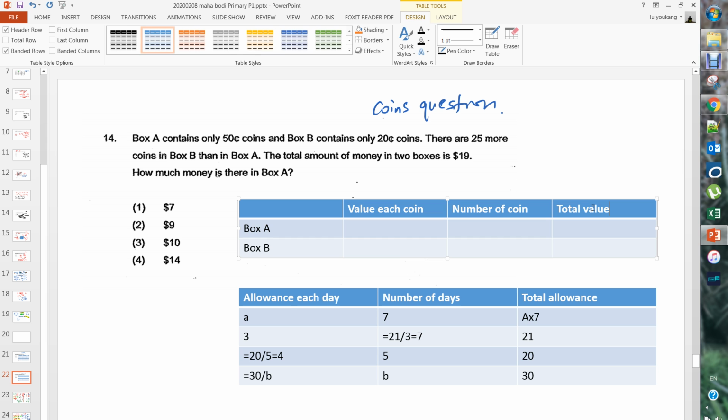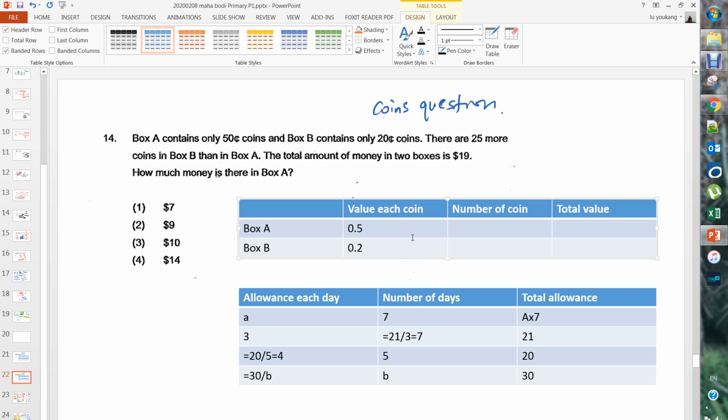So that means the first column is value per coin, right? Then here is number of coin. That means the coin already taken. So here it has to be total value. So now box A, value of each coin is 50 cent. 50 cents is 0.5, right? For box B, value of each coin is 20 cent, which is 0.2. Good.